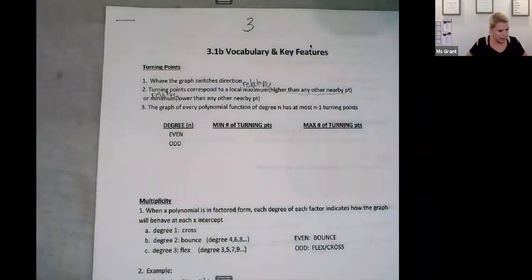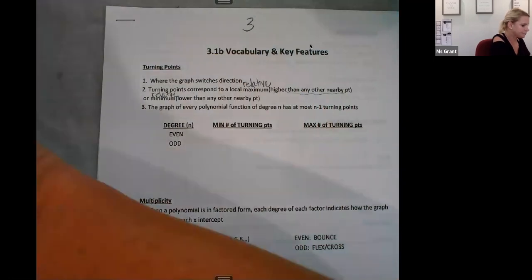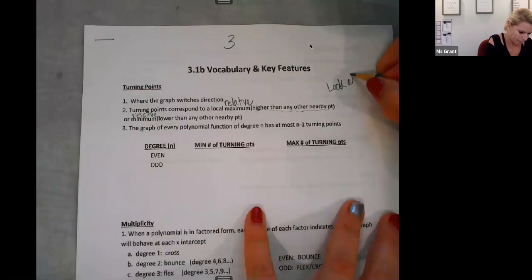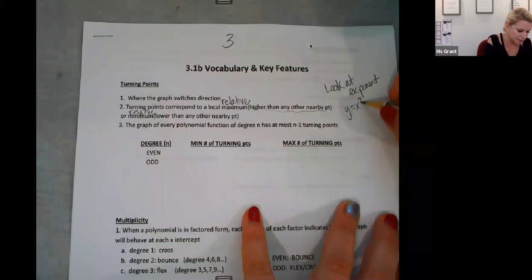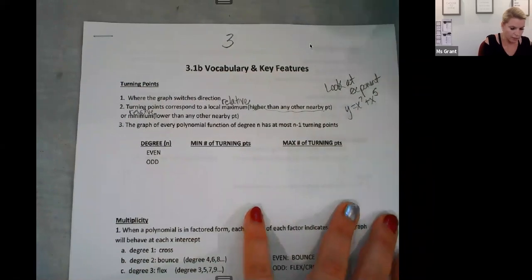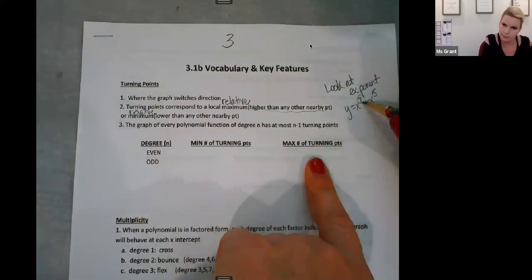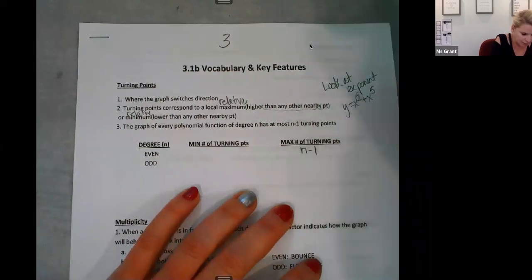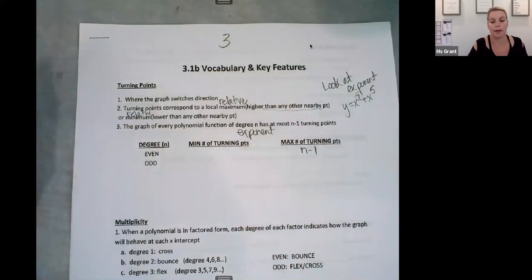And a turning point, how do we know how many times the graph turns? Well, you look at the exponent. What if I had y equals x to the 7th plus x to the 5th? Well, the maximum number of turning points, the most it could turn, is my exponent minus 1. My degree n, take away 1.